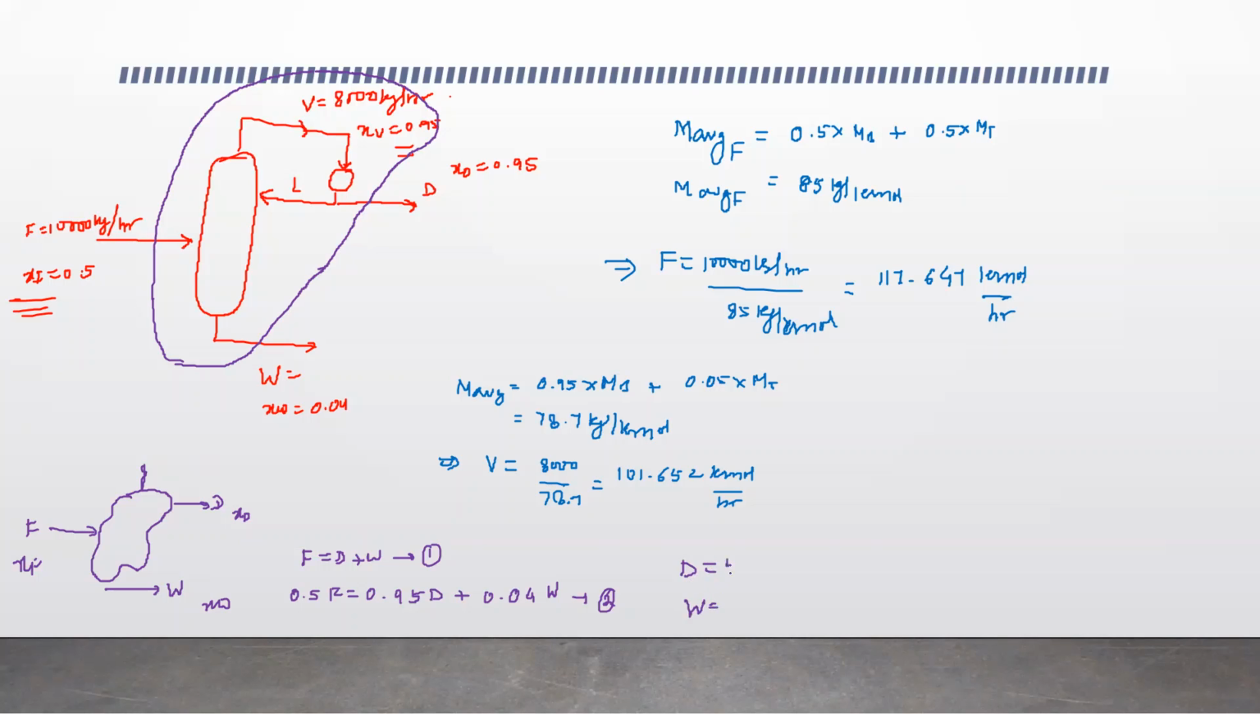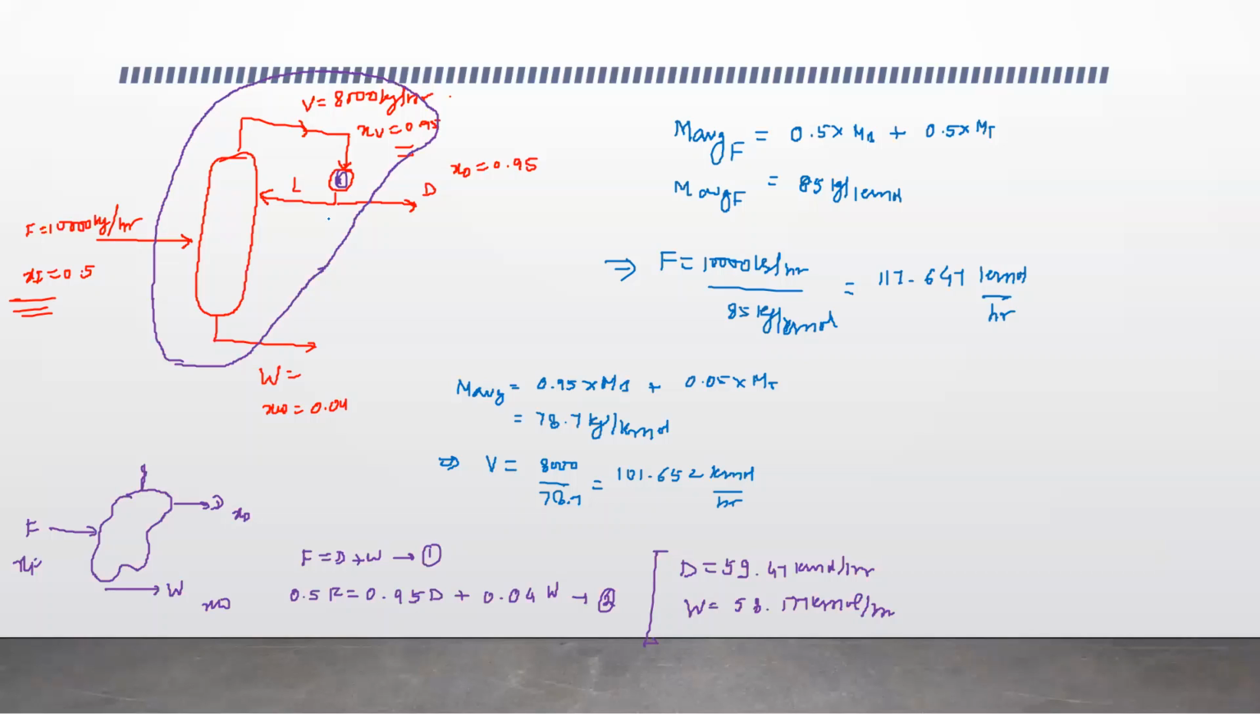So D is going to be 59.47 kilomole per hour. And W is going to be 58.177 kilomole per hour. Okay, so that's how we've been able to calculate W and D. All right. Once we are done with this, D and W, then we can move on to our condenser balance.